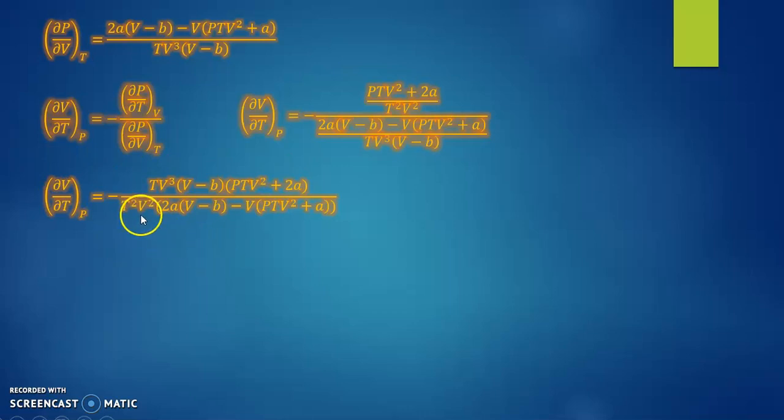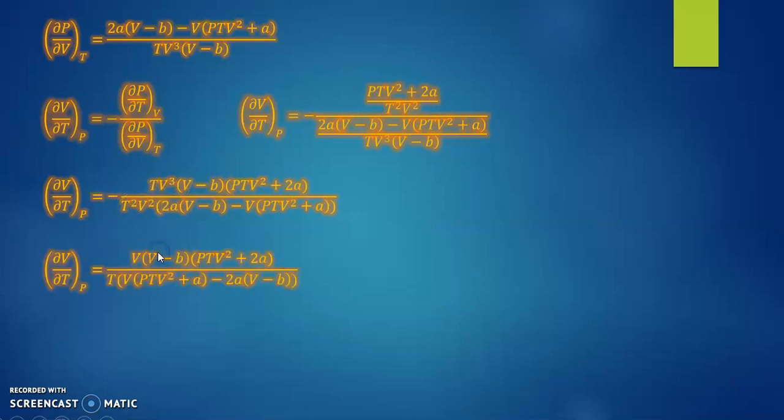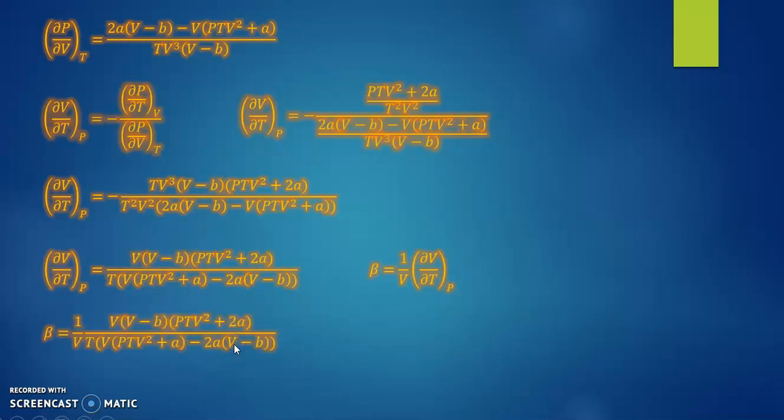In this part we can simplify some terms. For example, this T can be simplified with this T squared, v cubed can be simplified by v squared, and finally we will get this expression. We know that theta is equal to this term. We can replace this derivative because we have it over here. So let's replace it. So now we notice that we can simplify this v with this v, and finally we'll get this expression over here.